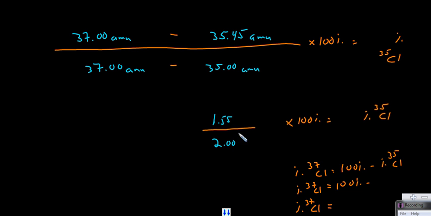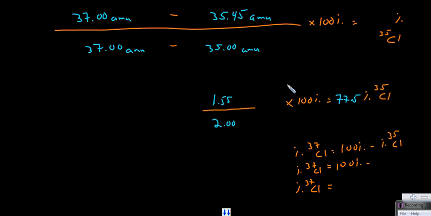We can then calculate that 1.55 over 2.0 times 100% is 77.5%, which is the percent of the smaller of the pure numbers. And so 77.5% of our element is chlorine-35. And then considering that we know the percent chlorine-37 will be 100% minus that, it will be equal to 22.5%.